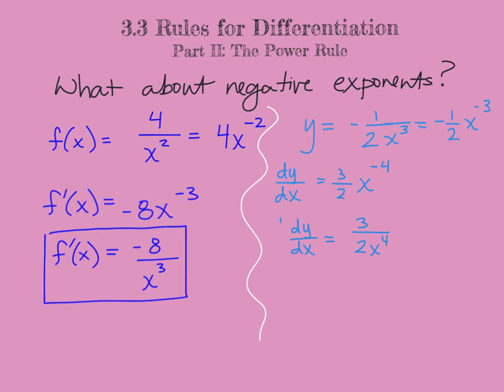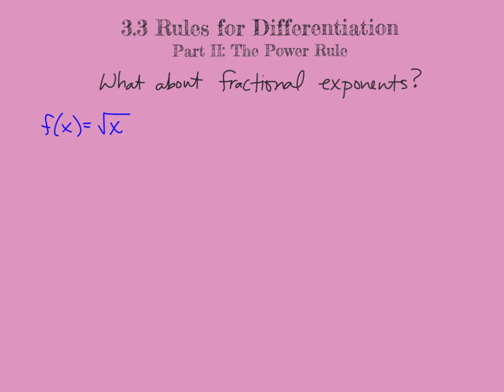The 2 is also in the denominator, and so it's down there with the x to the positive 4. So that's how you can deal with negative exponents using the power rule. Next, we want to talk about fractional exponents, and you can see that my f of x doesn't look like a fractional exponent, but something we talked about in the start of the year was how radicals, or roots, and fractional exponents are related.